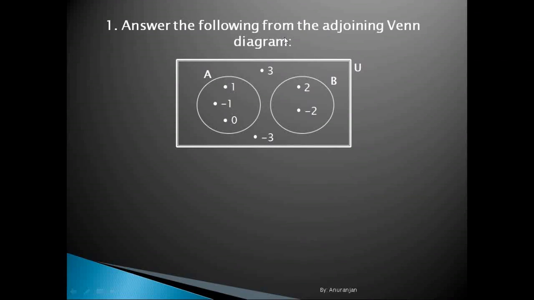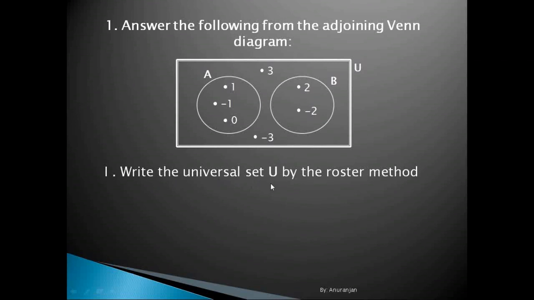Next, answer the following from the given Venn diagram. Now here you can see this Venn diagram. We have a universal set with this rectangle shown, two circles inside to represent the two sets, and the elements lying inside. Now let's see what the question is. Write the universal set U by the roster method. So we have to write the universal set in the roster method, or the tabular form, we can say. So what will it be?